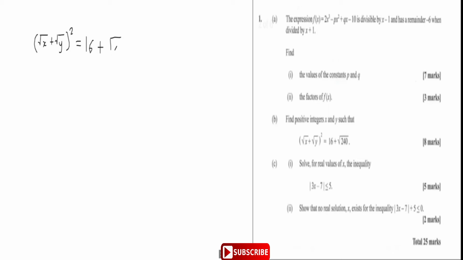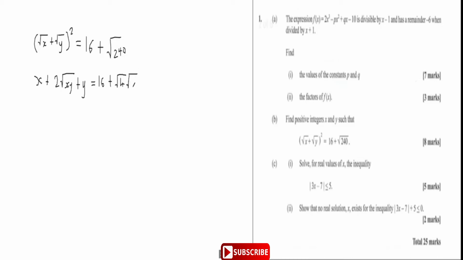All right. Now, if you're to expand this square, it's going to be first term square. So you get x plus twice the product of the 2. It's going to become 2 times the root of x times y plus the second term square, the root of y squared, which is y. And that's going to be equal to 16 plus, to break down the square root of 240, I can rewrite it as the square root of 4 times the square root of 60.